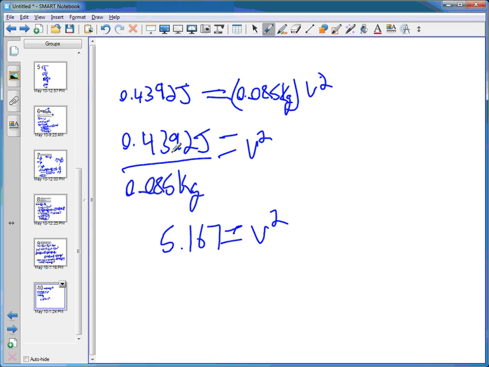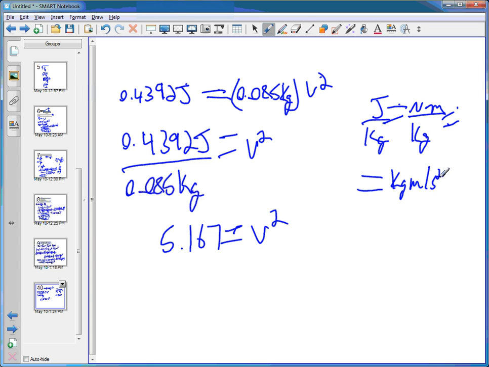A Newton is a kilogram meter per second squared, times meter again, divided by kilograms. Kilograms are going to cancel. We're going to be left with meter squared per second squared. So this is meter squared per second squared. Square root that number.